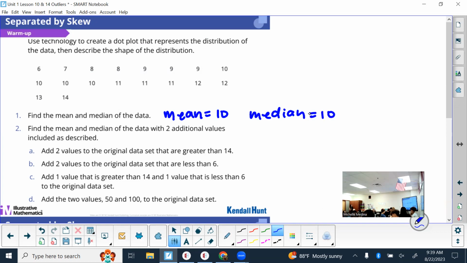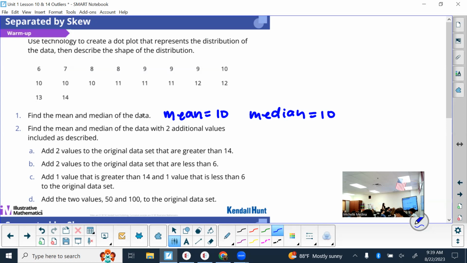Okay, hopefully not. If you did, just check to make sure there were 18 data points up here. So when you're putting it in the calculator, it should say 18 element list. And then you can just find your mean and median that way. It should still be 10 and 10. Now, if you haven't done this already, we'll do it together.